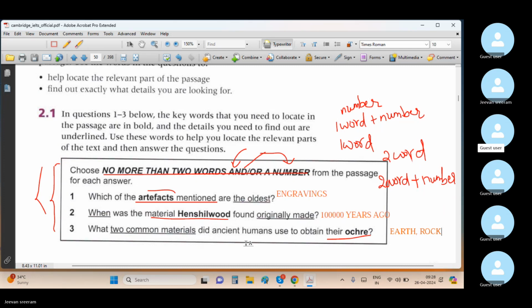Correct. I have a confusion about which one we need to pick: earth, rock, or the hydrogen oxide? Those kind of questions. Ancient humans got the ochre making use of oxides. No, earth or rock, right? Earth or rock is the correct one. I have written it here, no? Yes.